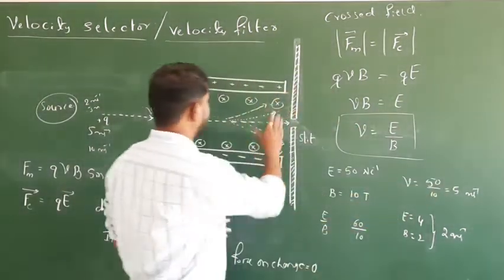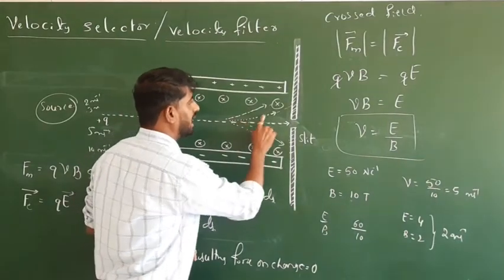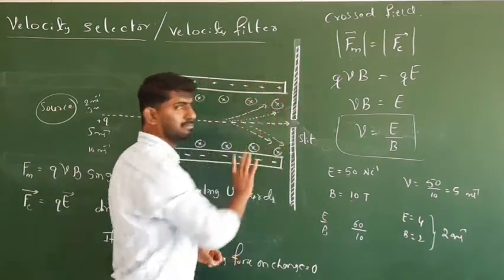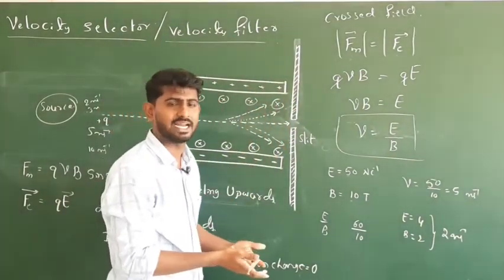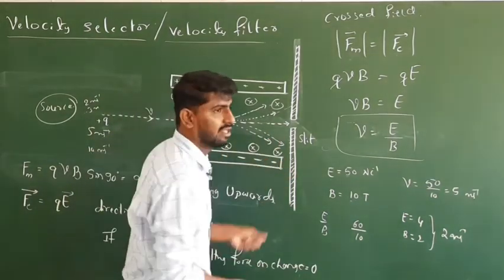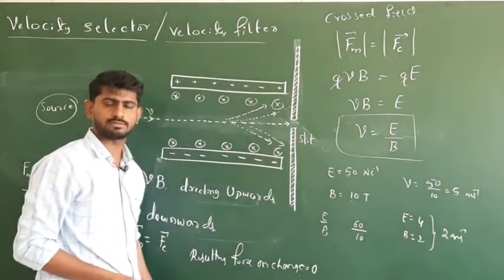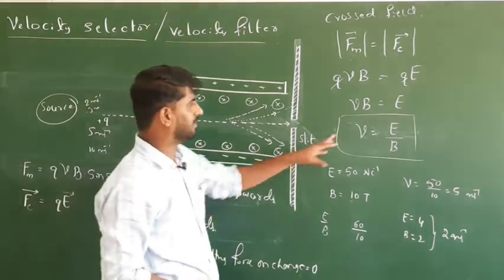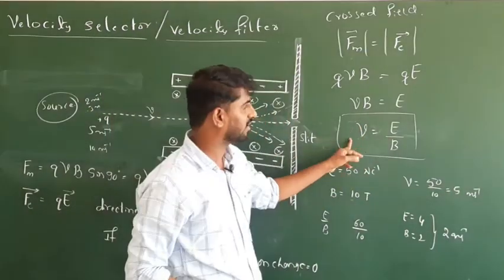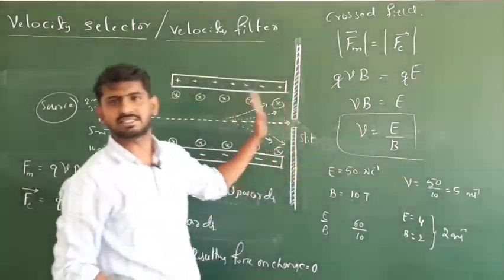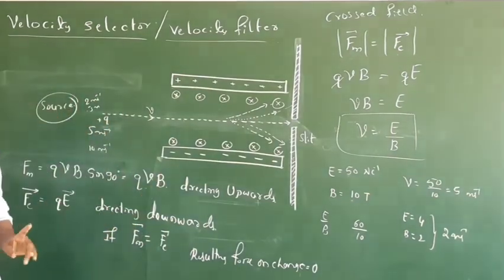And what about the remaining? Those experiencing more magnetic force will move upward and they will be blocked. If they are experiencing more electric force, they will move downward and they are blocked. Is it clear? So, the charges with the desired velocity can only come out of this setup. So, that's why its name is velocity selector.